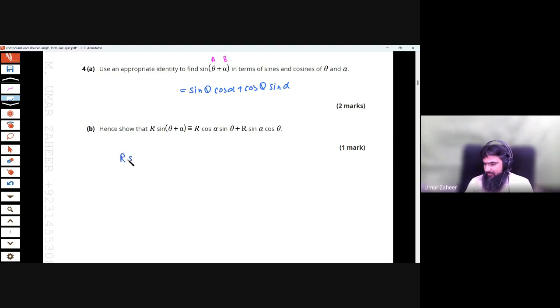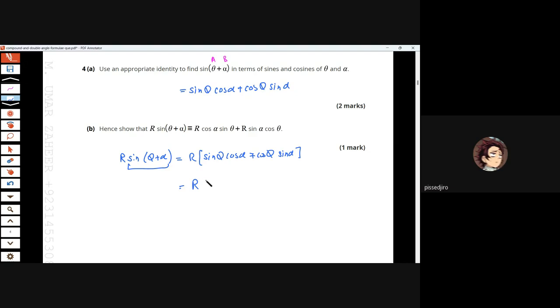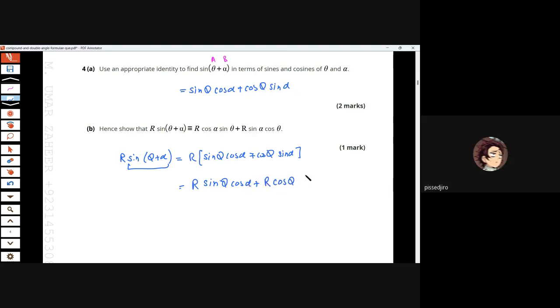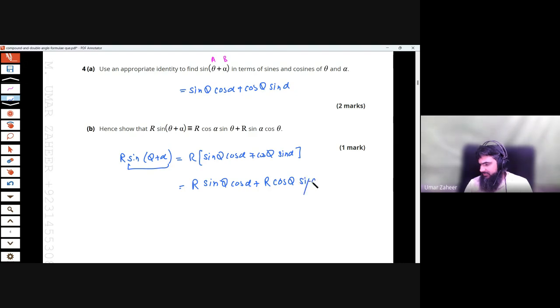What is the thing that we need to show? We have R sine of theta plus alpha. You know that the value of this portion is sine theta cos alpha plus cos theta sine alpha. Multiply R inside the bracket, it will be R sine theta cos alpha plus R cos theta sine alpha. And this is the thing that we have to prove.